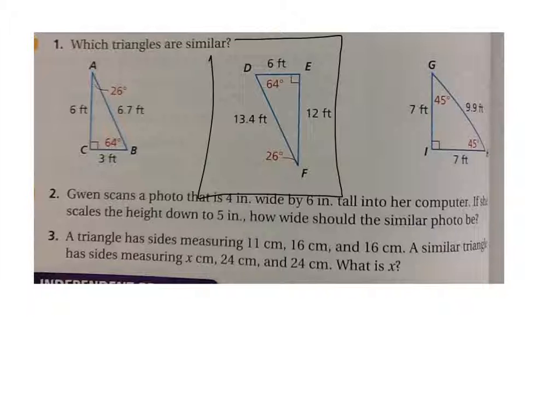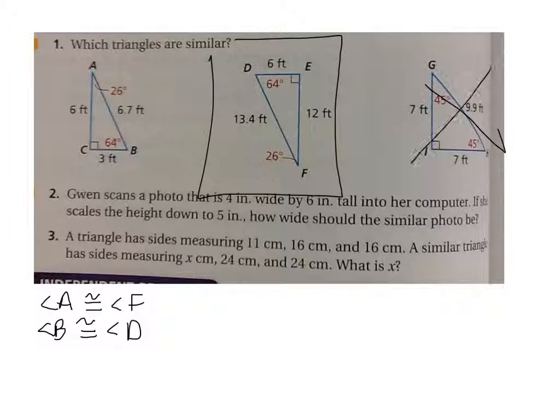You need to say angle A is congruent to which angle on the other triangle? F. Then you would say angle B is congruent to which other angle? D. Listen, this one is not similar because the angle measures are not the same. They must be the same. Angle C is congruent to angle E.